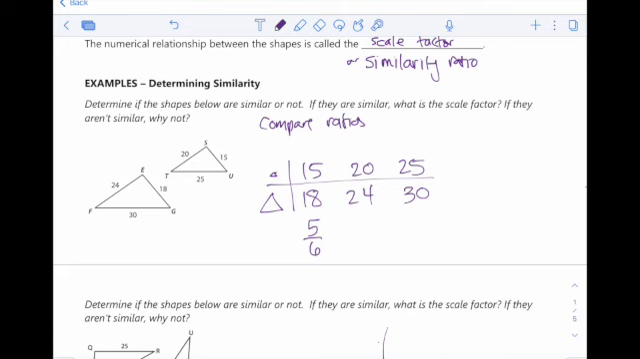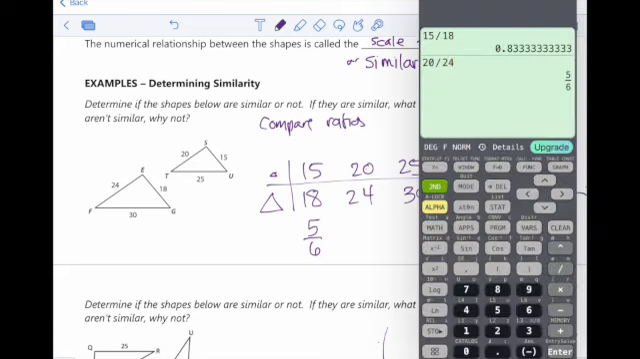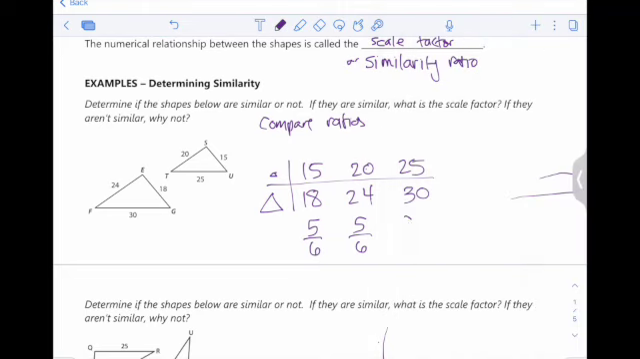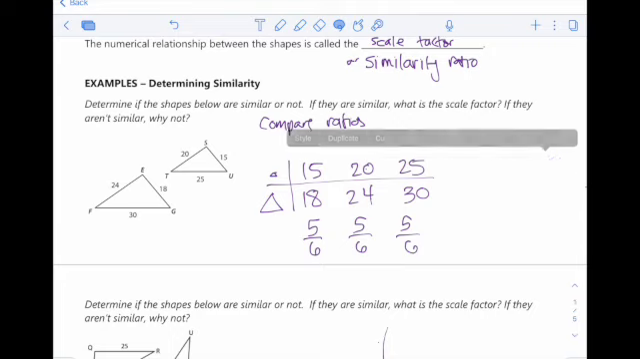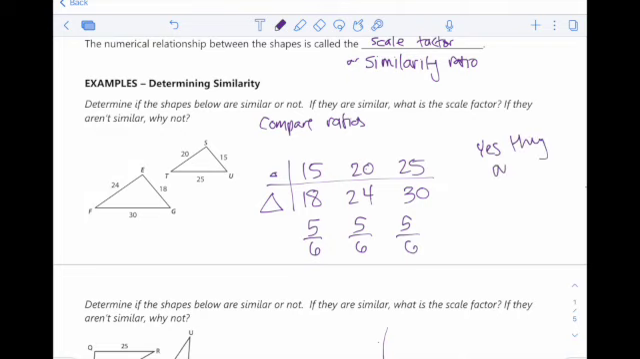And then for the next, I'm going to do the same thing for all of these. Because they're all the same, that means that my triangles are similar. So yes, they are similar. And it says, if they are similar, what's the scale factor? The scale factor is that right there, 5/6.